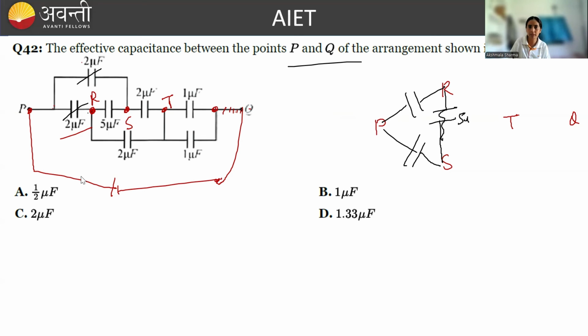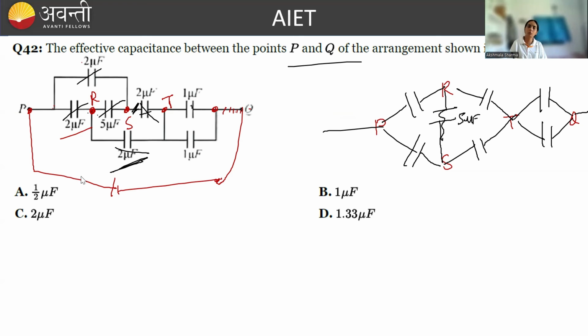So this is 5 microfarad. This is also sorted. Now this is between R and T. So between R and T, one more capacitor. So this is also sorted. And then this is 2, this one. This is between S and T. So this is also sorted. And then between P and Q, we have two capacitors. So this is this, this is.